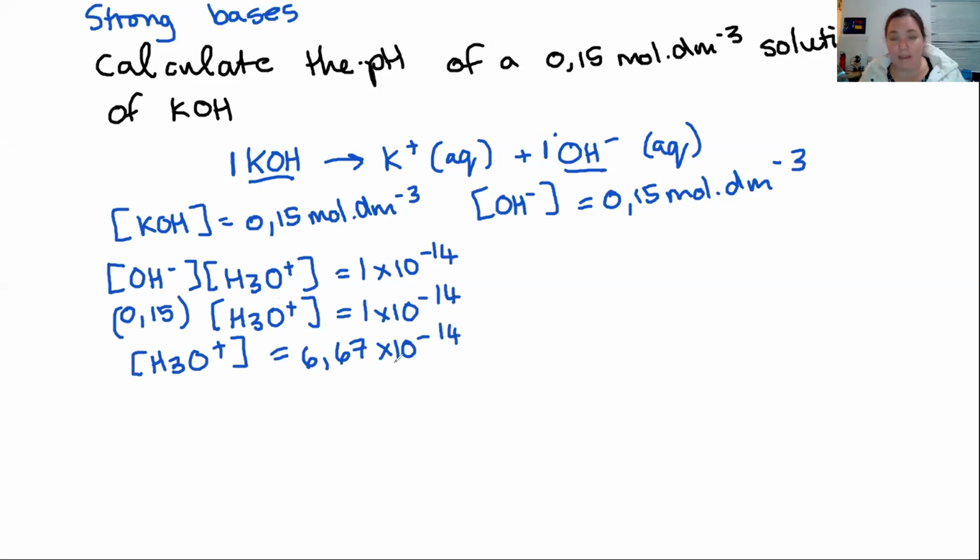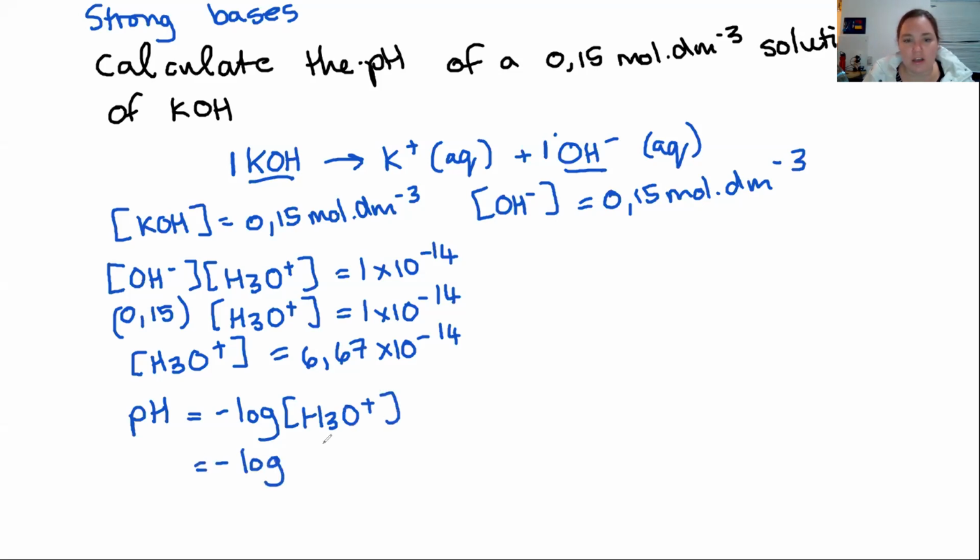I'm going to leave that in my calculator so that I don't round up. Then I remember that pH is negative log concentration of H3O plus, which will be negative log of 6.67 times 10 to the negative 14. I'm sticking with the full value in my calculator. So I'll write negative log, I don't know if it'll allow me to write just the answer.